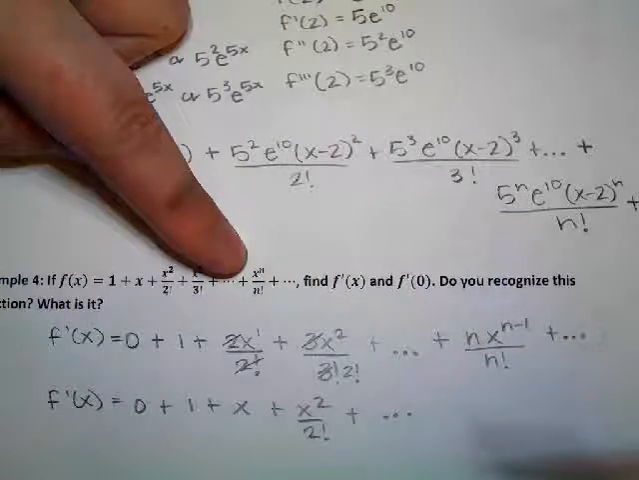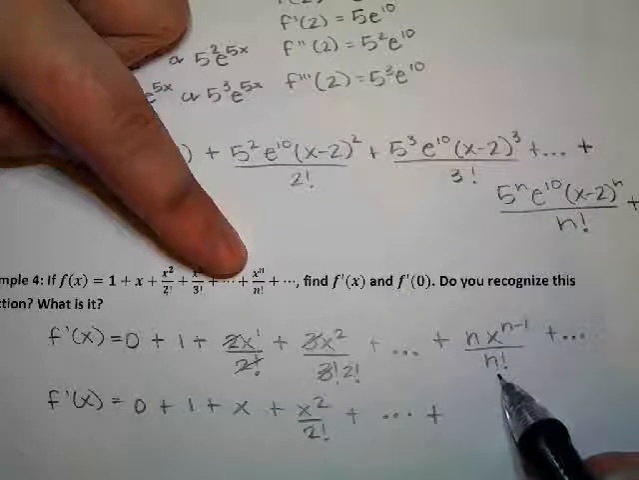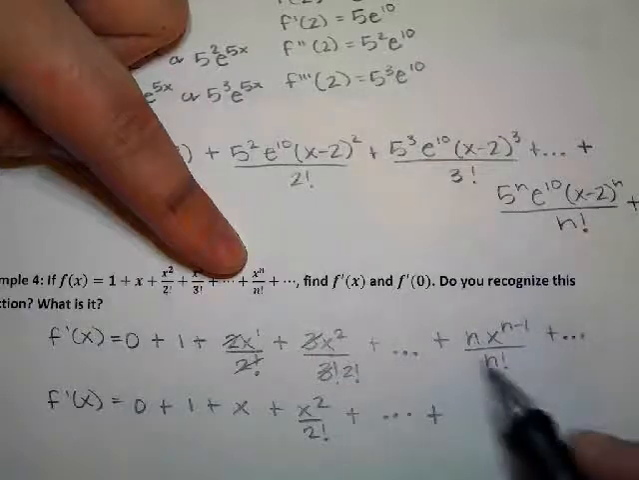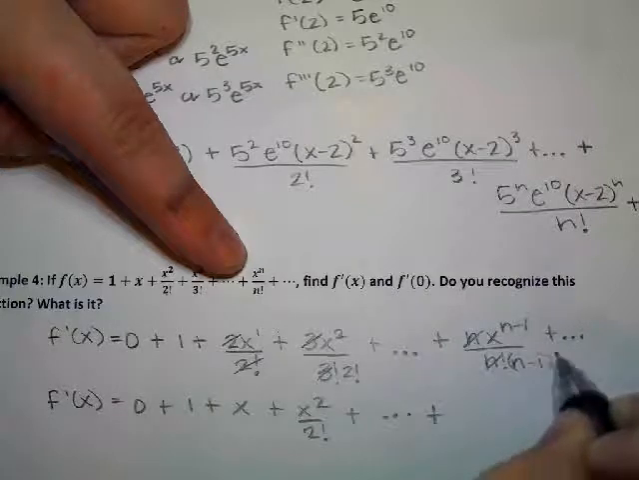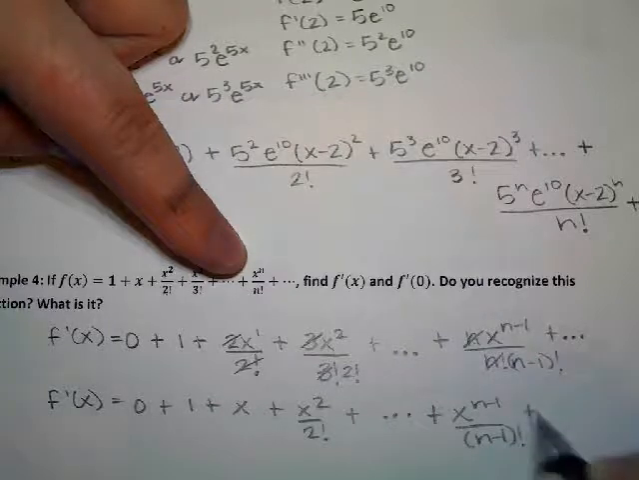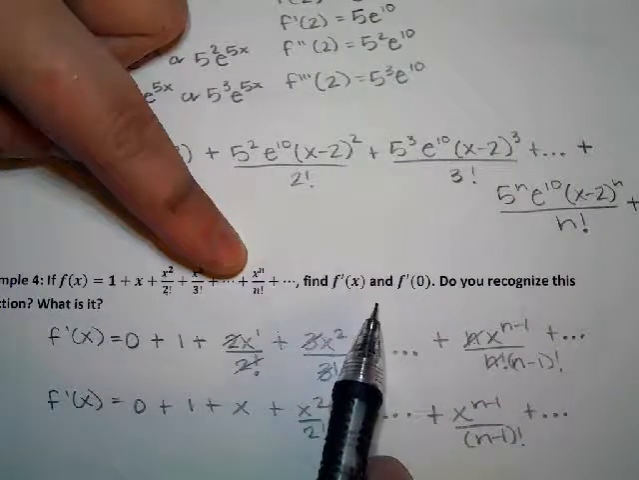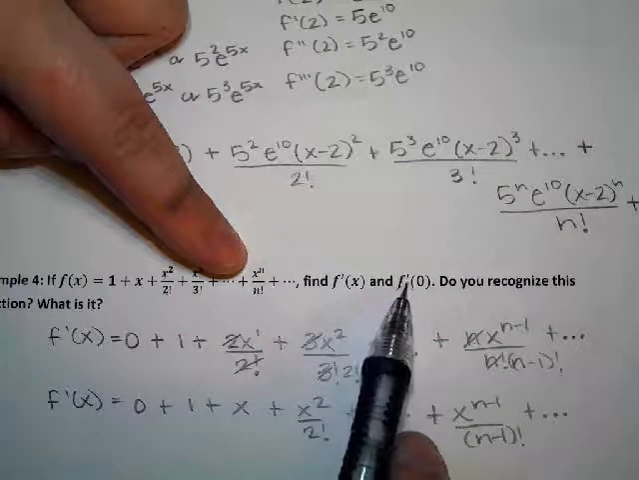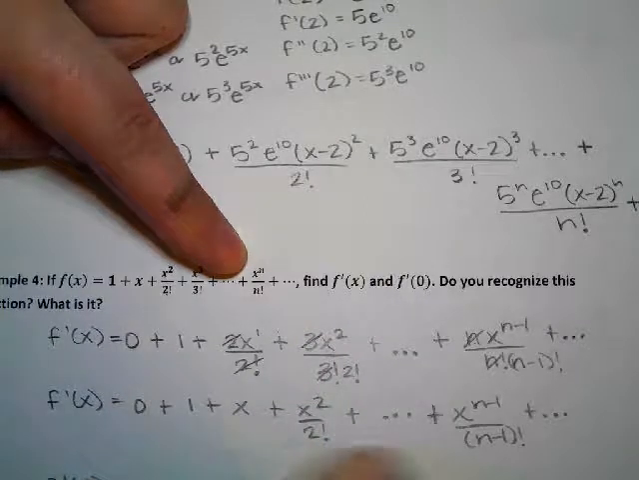The n would cancel out with the n, and what would it leave behind? N minus 1 factorial. Is everyone okay with that? Okay. The n would cancel with n and leave n minus 1 factorial behind. Okay. All right, and then f prime of 0 is what? Is 1.